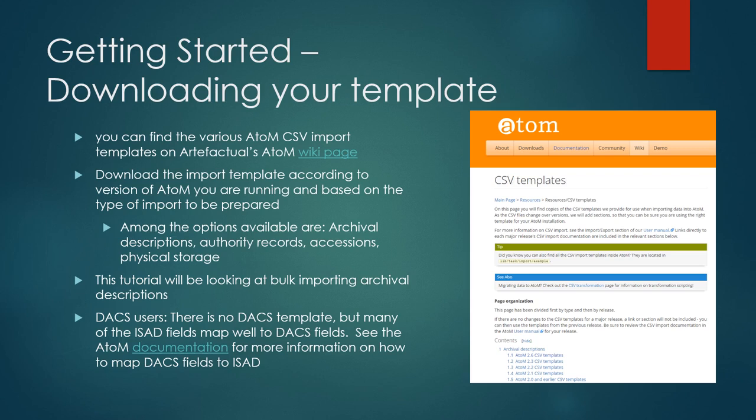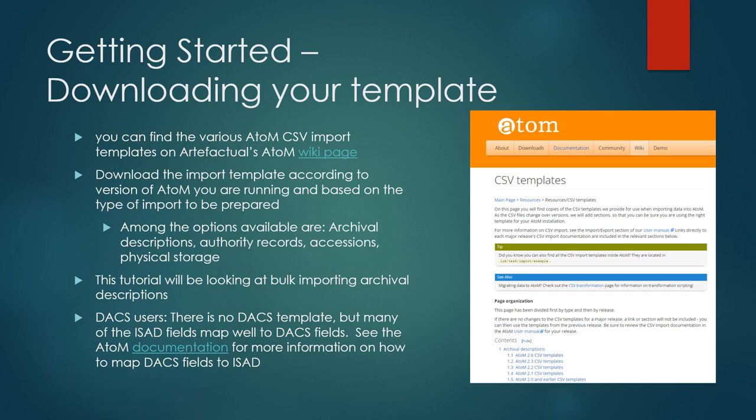So, getting started, first things first, and that is downloading your CSV template. Artifactual has prepared various templates to use to be able to bulk import into AtoM, and they're available through the wiki page. The link is here on the screen, so you're more than welcome to follow that to go directly to the page where the templates are housed.